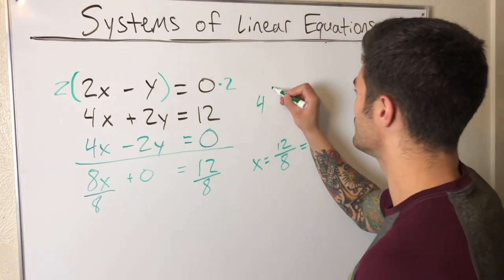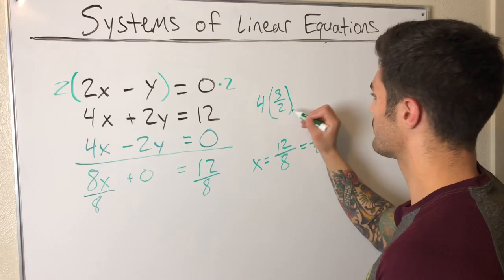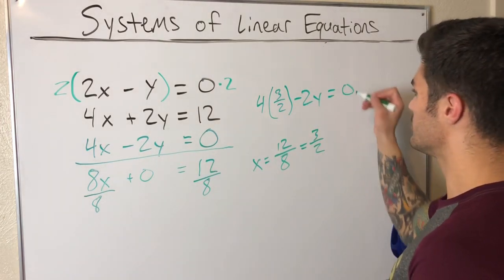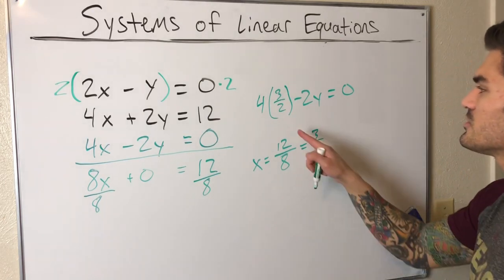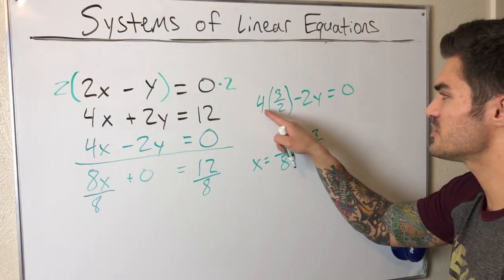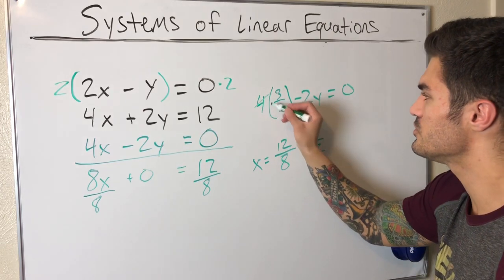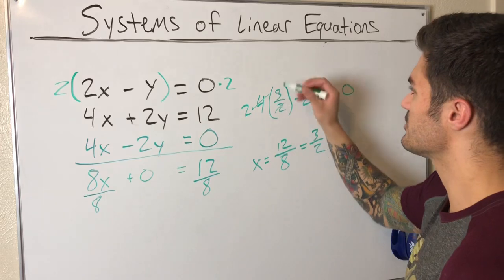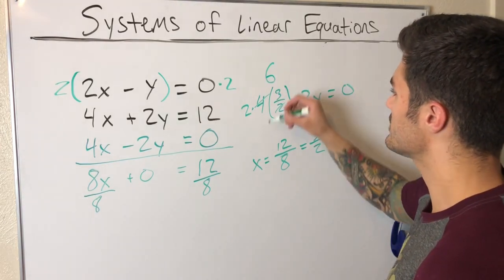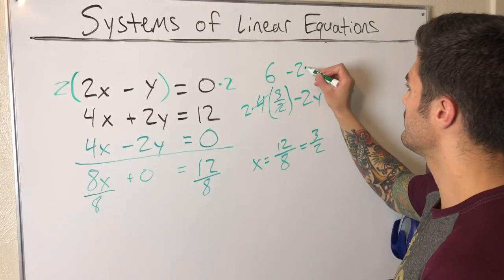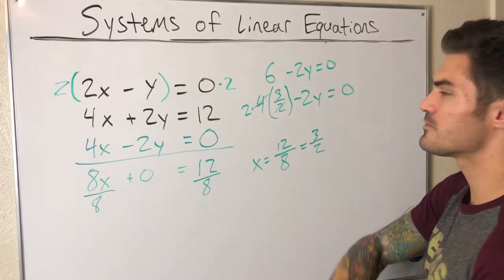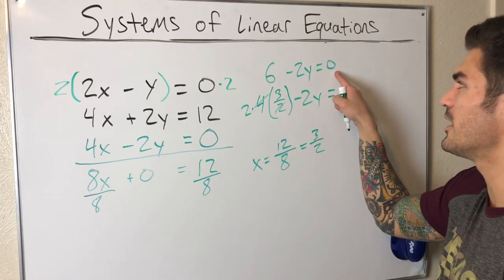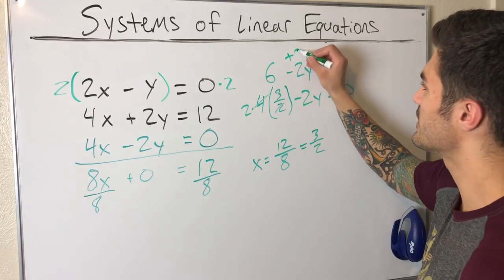4 times 3 over 2 minus 2y. I'm solving for y, right? Equals 0. So now what am I going to do? 4 over 2, that's 2, right? 2 goes into 4 2 times. 2 times 3, that gives me 6. So I'm going to rewrite this up here. 6 minus 2y equals 0. I'm going to move this 2y to the right side so I can solve for y. So I'm going to add 2y to both sides.